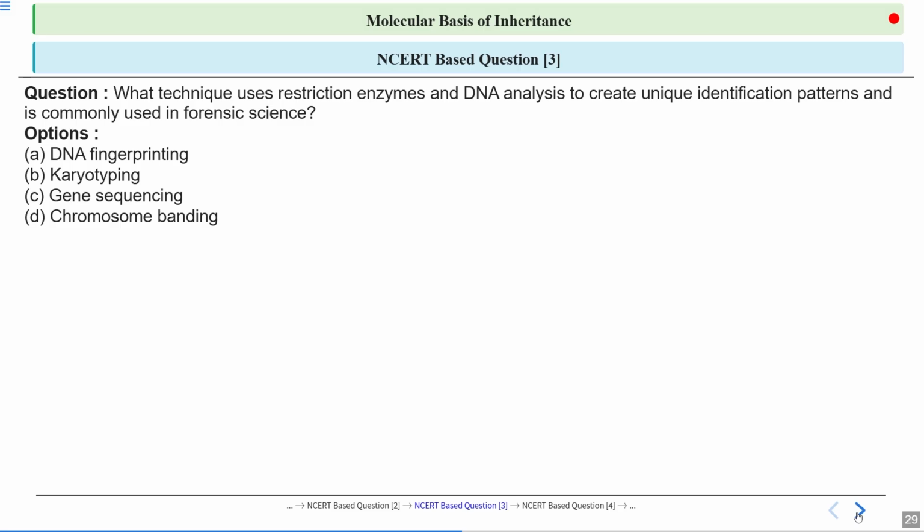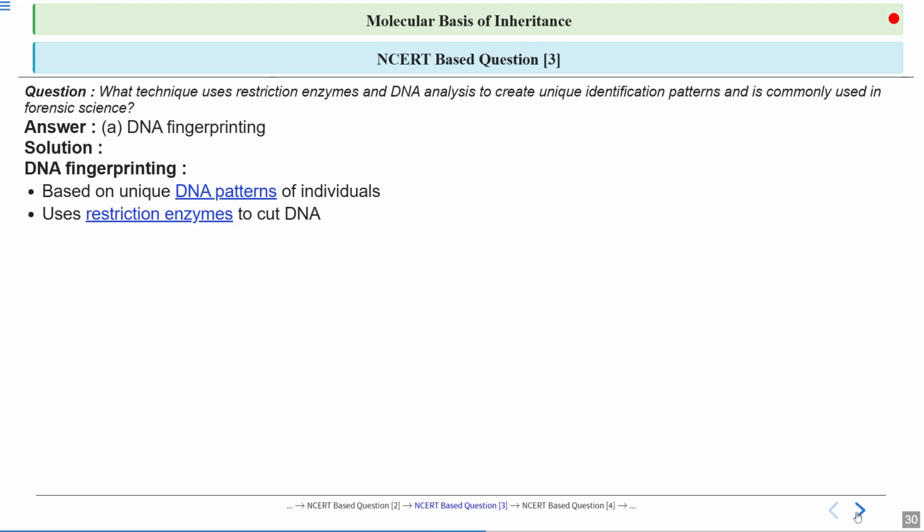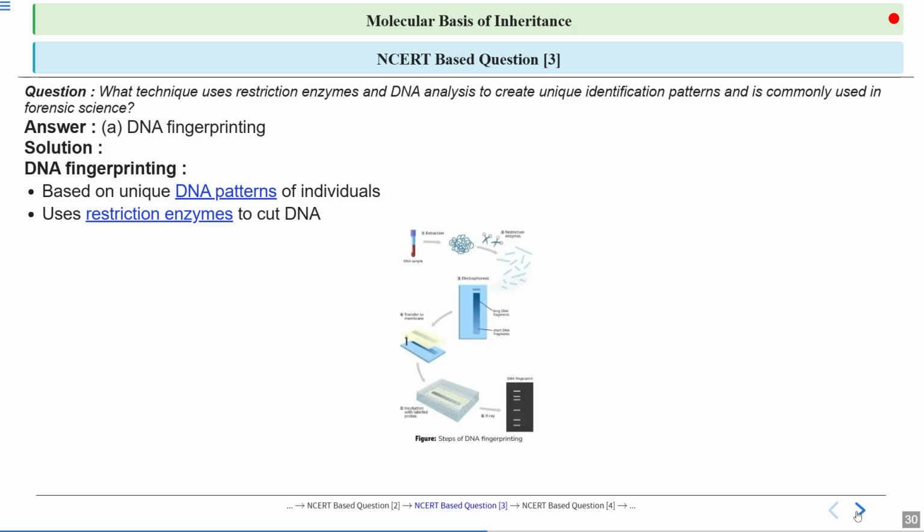Now, NCERT question number 3: what technique uses restriction enzyme and DNA analysis to create a unique identification pattern and is commonly used in forensic science? So this is very easy. Either it is DNA fingerprinting, karyotyping, gene sequencing, or chromosome banding. So it is DNA fingerprinting. What is DNA fingerprinting? It is based on the unique DNA pattern of an individual and uses restriction enzyme to cut DNA.